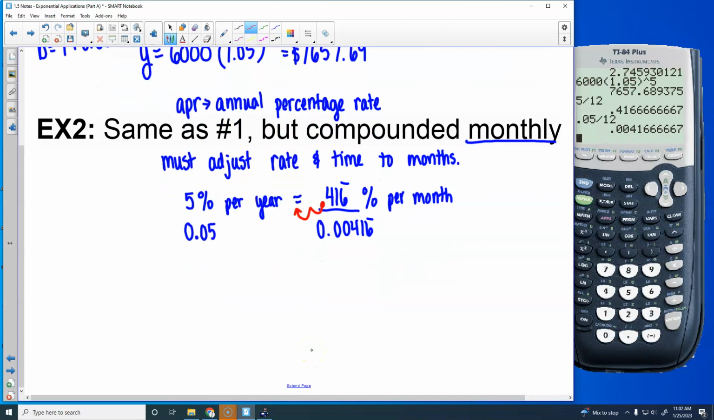So instead of using the 0.05, I need to use the 0.00416 repeating, because that is my monthly rate, and I'm compounding monthly. Also, my time was given in years, 5 years. But I need my time now to be in months. So, 5 years, how many months is that?